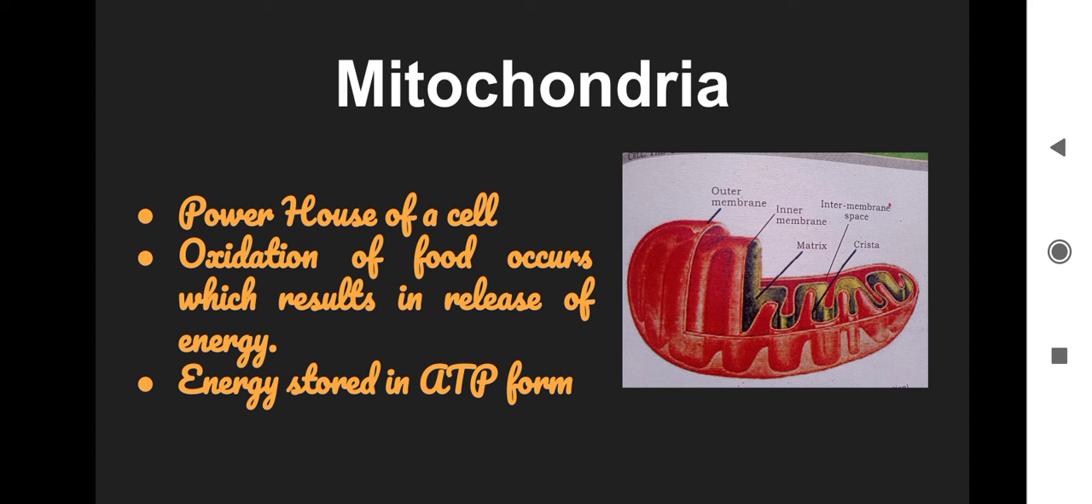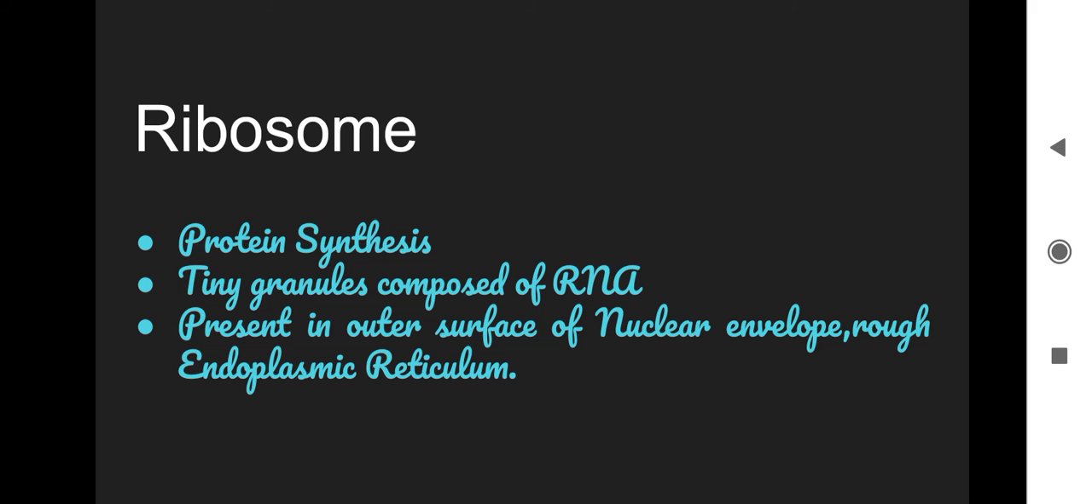Mitochondria. Mitochondria is also known as the powerhouse of the cell. Oxidation of food occurs, which results in the release of energy, and this energy is stored in the form of ATP. Ribosomes. So what are ribosomes? The function of the ribosome is protein synthesis. They are tiny granules composed of RNA, present on the outer surface of the nuclear envelope and rough endoplasmic reticulum.